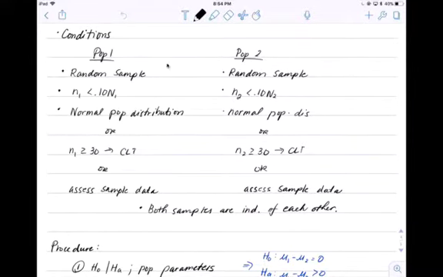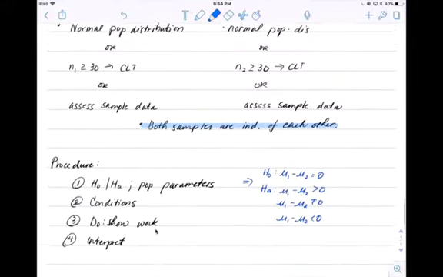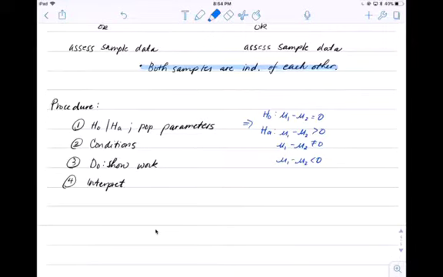Again, you're going to be looking at the conditions for both populations. You have to ensure that you have a random sample, that the first sample size is less than 10% of the first population size. Same thing with the second sample size, less than 10% of the second population size. That the population follows a normal distribution, or that you can apply the CLT. Or just like when we did a regular one sample t-test, you can also assess the sample data if it does not follow these two conditions. And again, the last one, very, very important condition is that both samples are independent of each other, and you must state that.